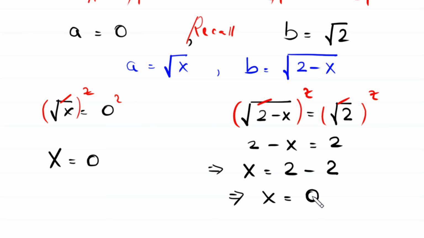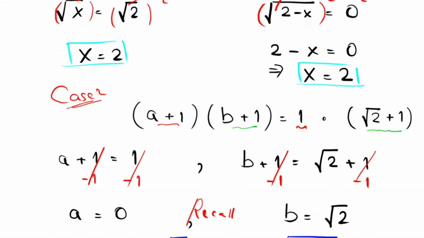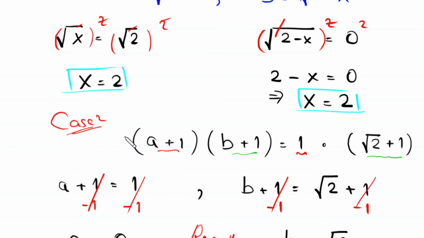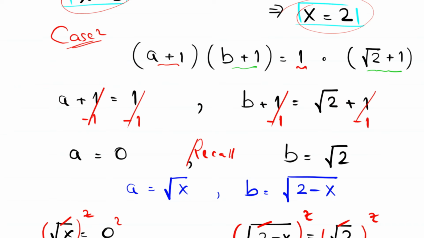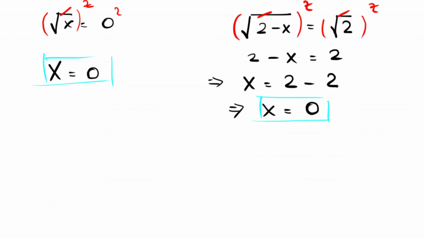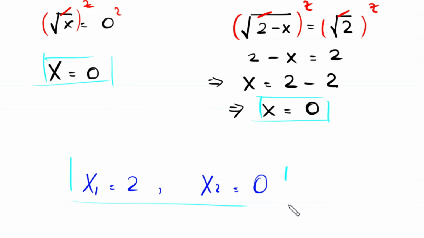So from this second case we get the second value of x, 0, and from the first case x is equal to 2. So we get two values of x: x1 equal to 2 and x2 equal to 0. This is the final answer of this problem.